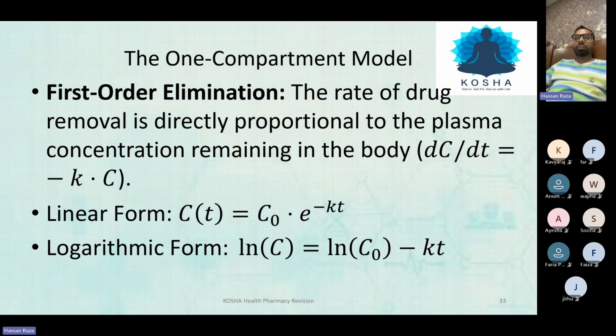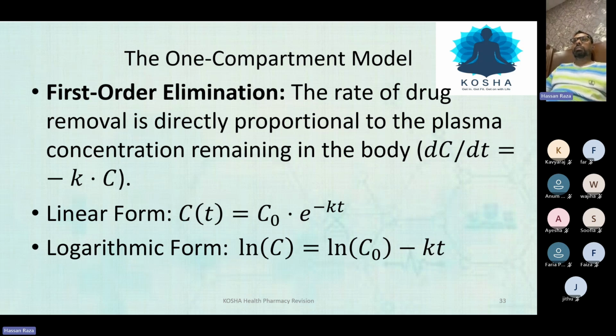So if you have to find out the concentration of any drug at any point of time, what you have to do is multiply the initial concentration with the exponent of minus k times t. K is basically the elimination constant, and I will tell you the formula of the elimination constant in a bit, and t is the time. What this means, let me explain it in this slide as well. I will explain it later on as well.